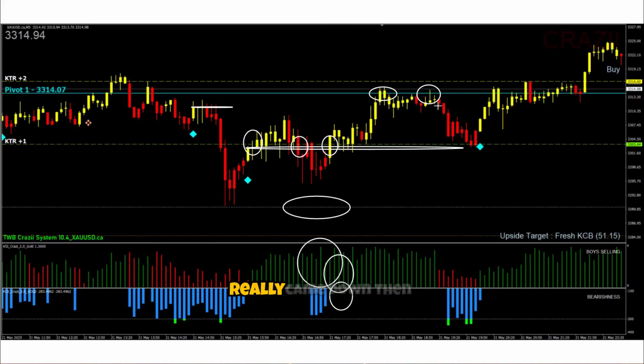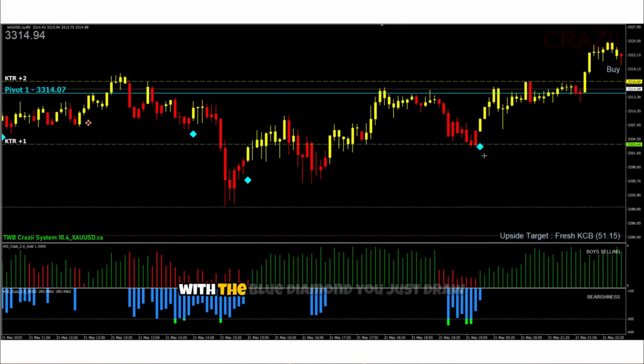Pull back down and the market really came down. Then simply again, because the KCX is there, right? We have to wait until the first yellow diamond, the first yellow bar comes out. And then same thing again, it will be promoted with the blue diamond. You just draw the line for them. And again, the market hits this point.